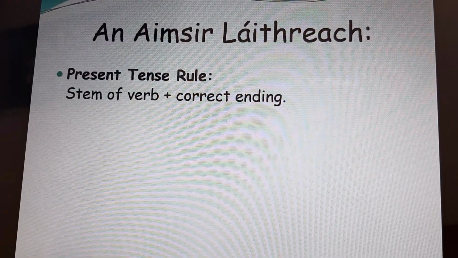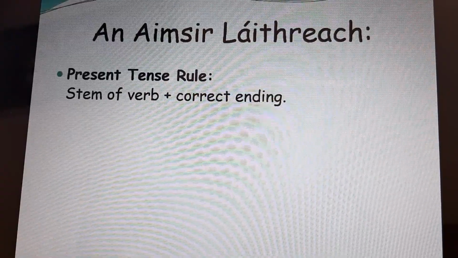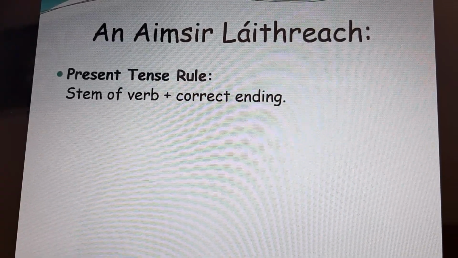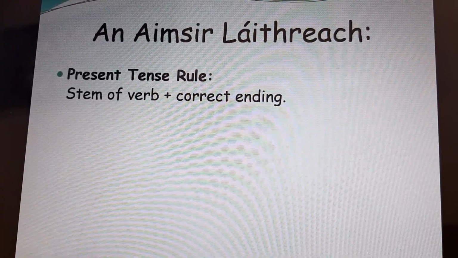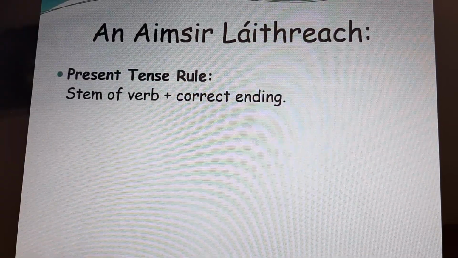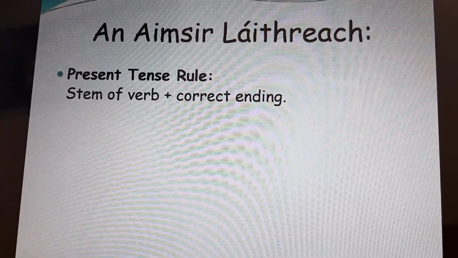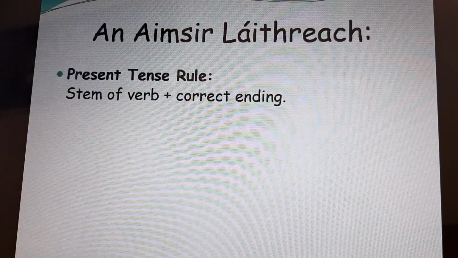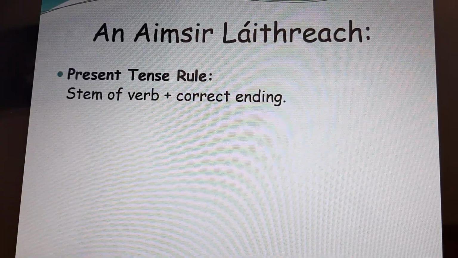Now, when we were talking about the Aimsir Chaite, you had the stem of a verb plus the H plus the person. There's no sign of a H here. Don't be adding H's out of pure habit or D apostrophes or anything like that. Our present tense rule when we're talking about gach lá is stem of the verb plus the correct ending.